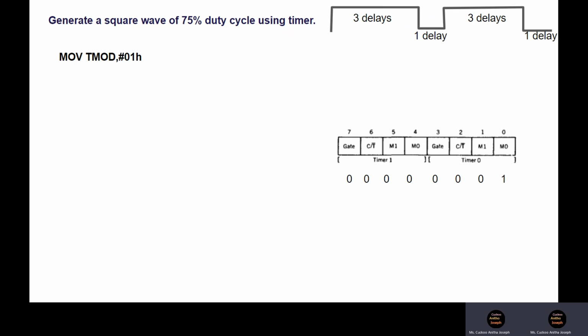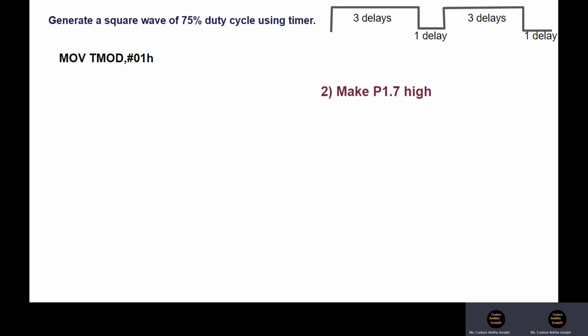So now what should we do to generate a square wave of 75% duty cycle? We should select the pin on which the wave will appear. So let us select P1.7. The next step is to make P1.7 high. So the instruction to make P1.7 high is SETB P1.7. So the effect of this instruction is that P1.7 will be at logic 1.